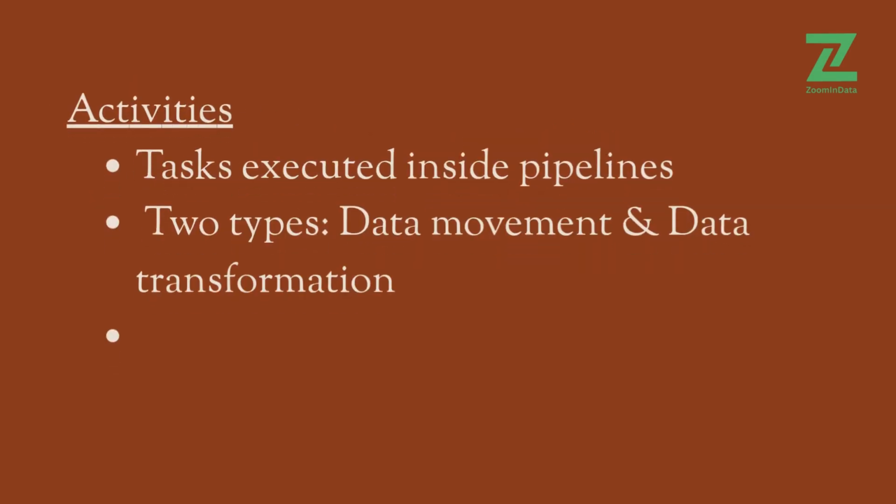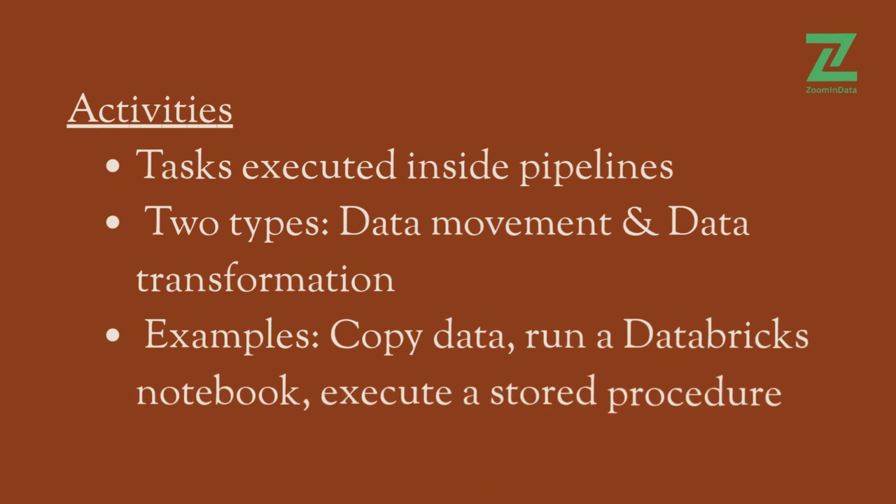Activities are the building blocks of pipelines. There are two main types: data movement activities, which copy or move data between sources, and data transformation activities, which modify or process data. Common examples include copying data from blob storage to SQL warehouse, executing a Databricks notebook to transform data, or running a stored procedure in a database.